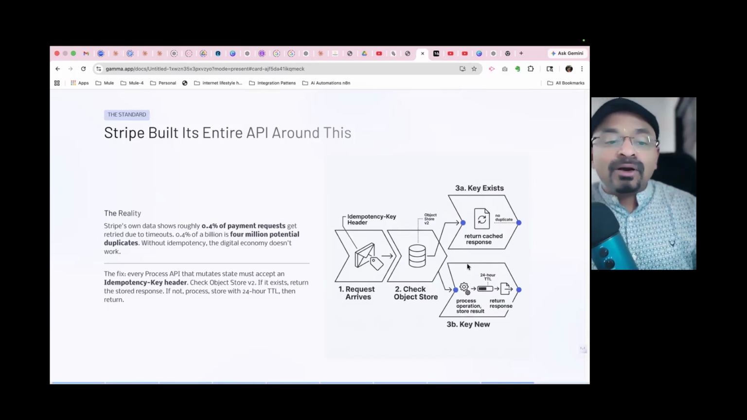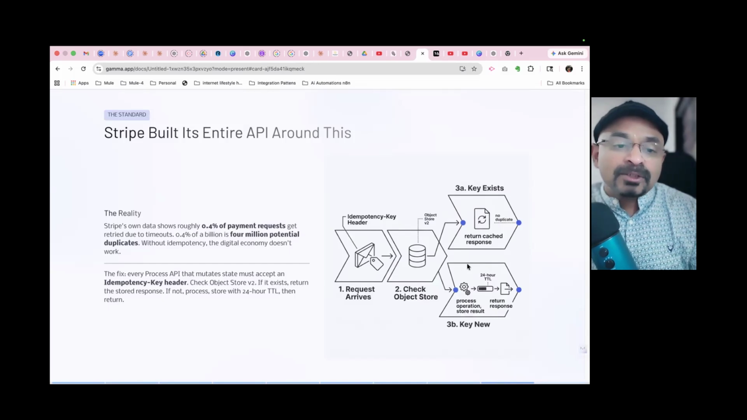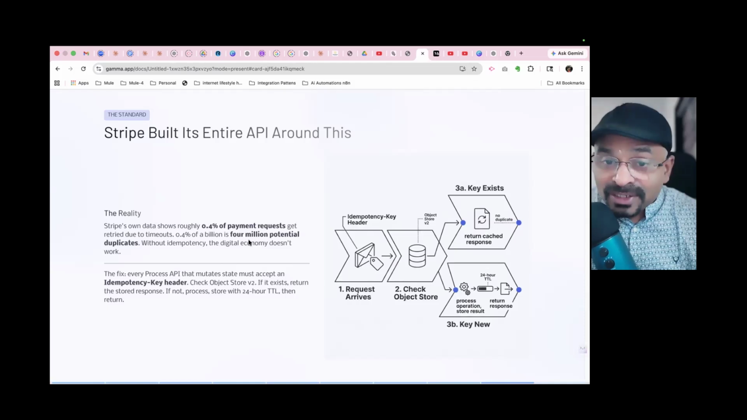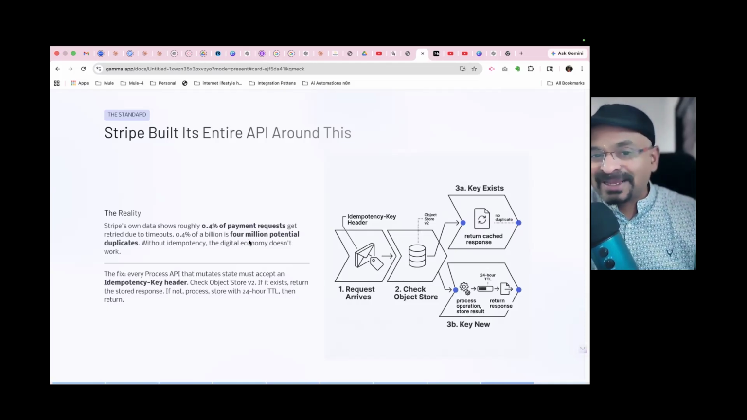There is a company called Stripe. It is an international payment transfer engine, and it is world famous. Data shows that roughly 0.4% of its payment requests are retried multiple times. So 0.4% of a billion means 4 million potential duplicates. If they don't manage the idempotency of transactions, they are dead. So checking the idempotency of a transaction is important.